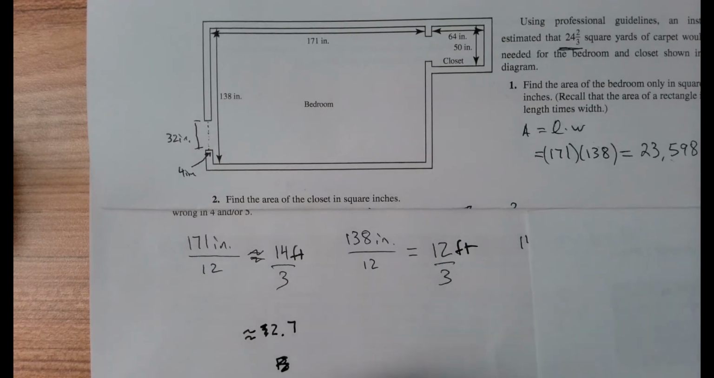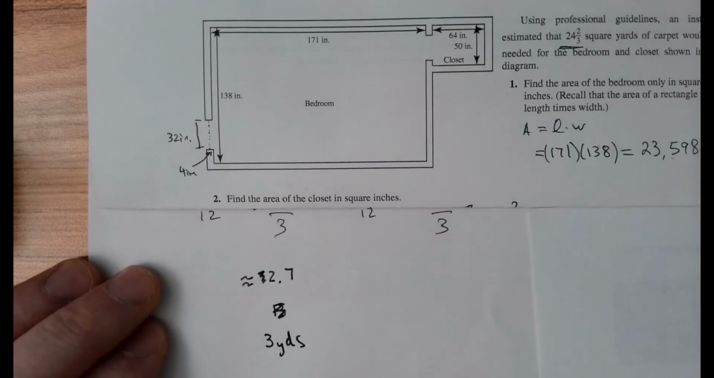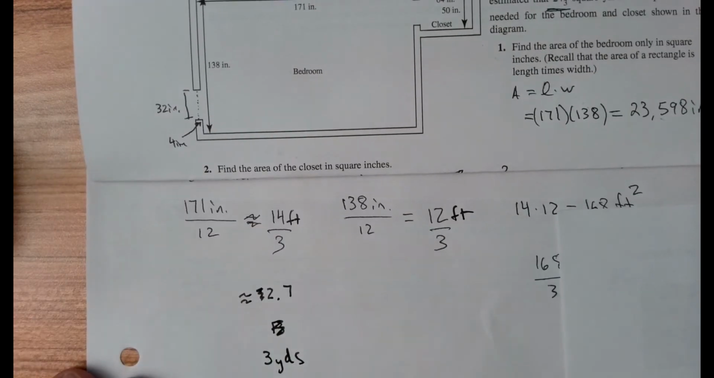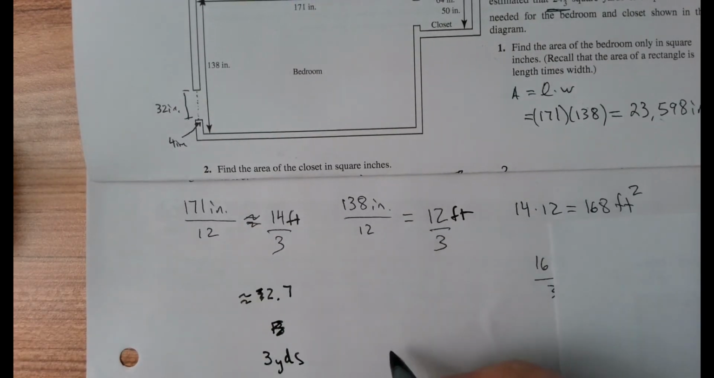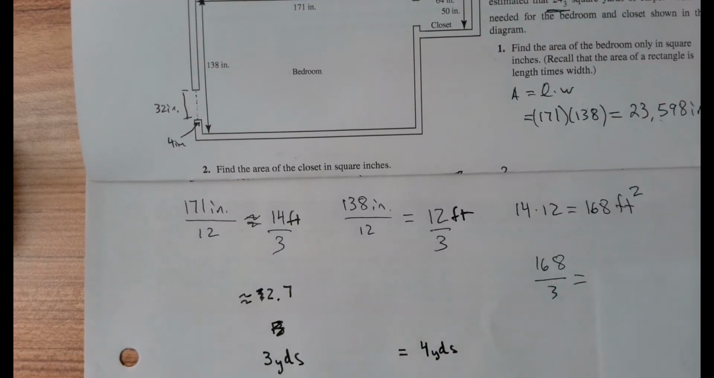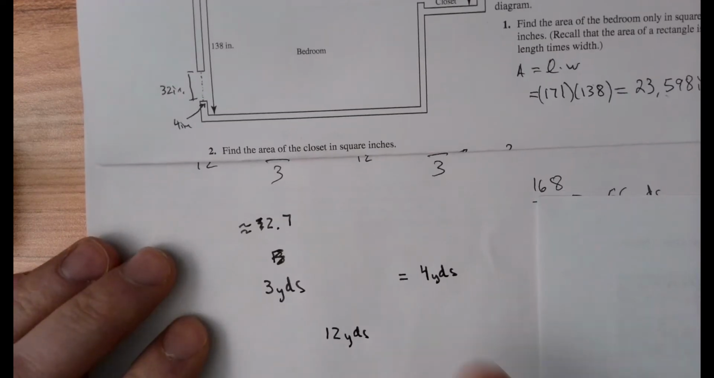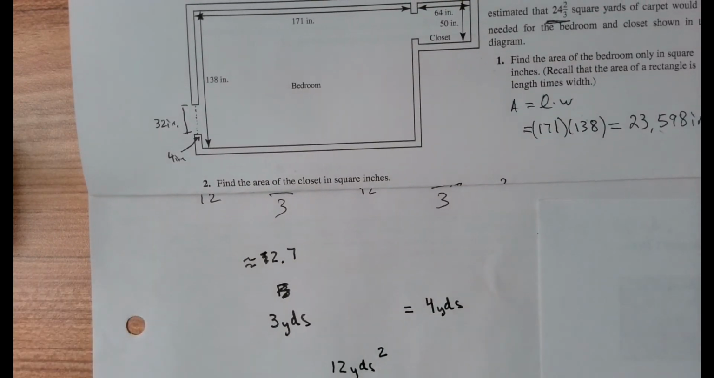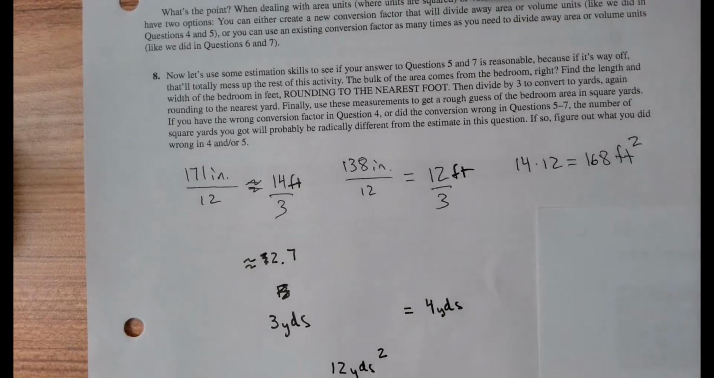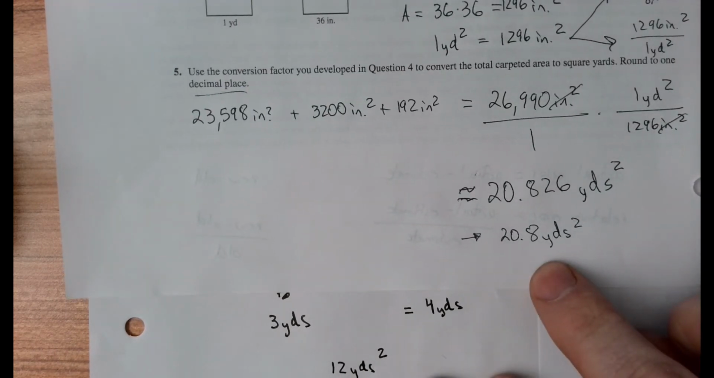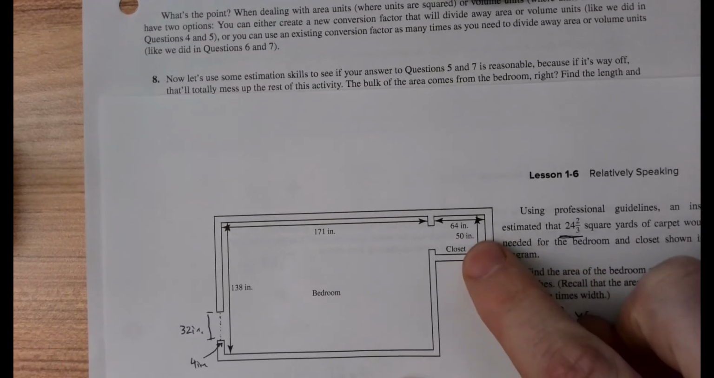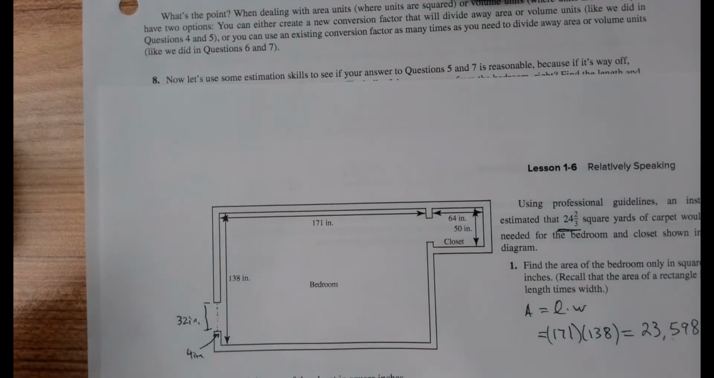So we're going to call this approximately 3 yards for the dimension of the, we'll call this the length. And then the width, we've got it exactly rounding to 4 yards. And the product of these two gets us 12 yards squared for the area of the bedroom. 3 times 4 gets us 12 yards squared. How close is that to our actual estimate? Well, we had 20.8 yards, so we're a little bit off, but that's because we're ignoring the area of the closet and the doorways.